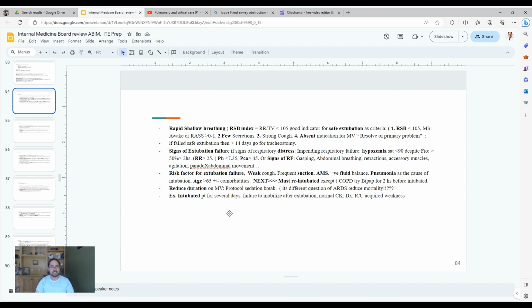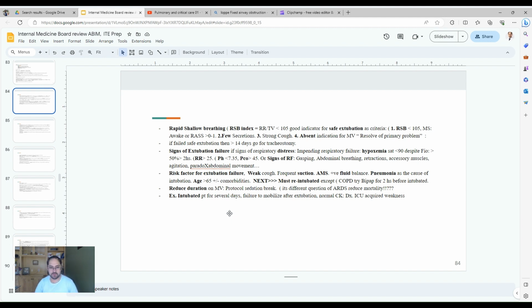How to decrease the duration of mechanical ventilation? The best protocol is the sedation break protocol. You give them a break from sedation and reassess mental status. And this question will be different from how to decrease mortality in ARDS. The question is about the duration, decreasing the duration on a mechanical ventilator.